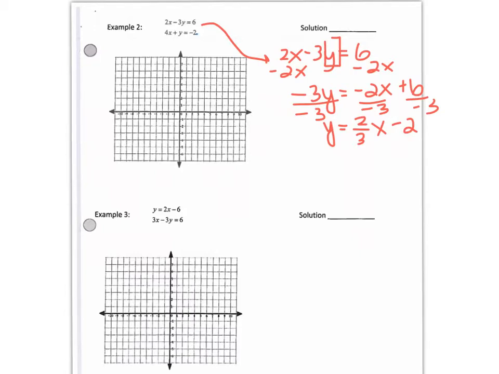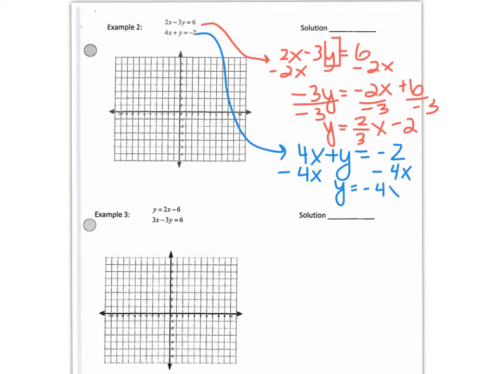Then I'm going to take my second equation and write that in slope-intercept form. So I have 4x plus y equals negative 2. So I'm going to have to subtract the 4x from both sides to give me y equals negative 4x minus 2. So with my first color, I'm going to graph y equals 2/3 x minus 2.